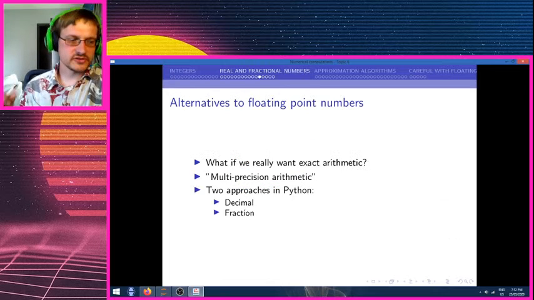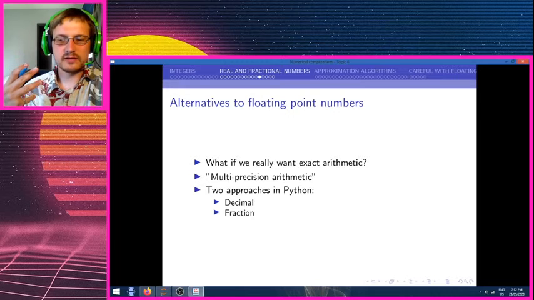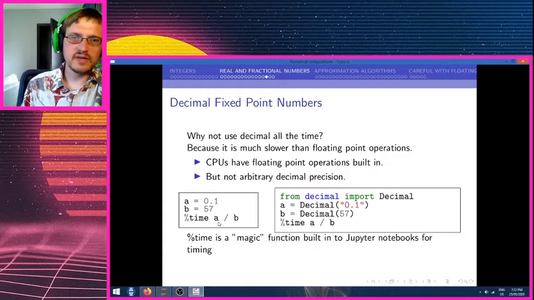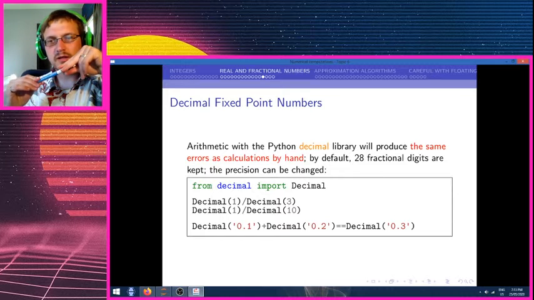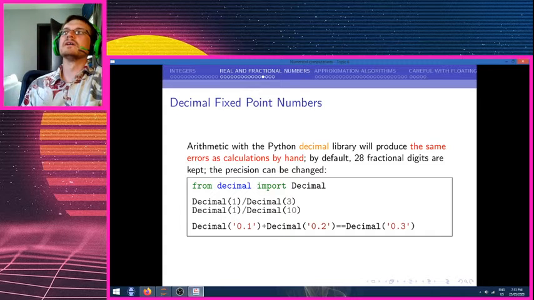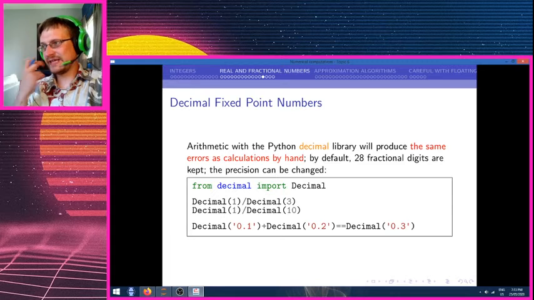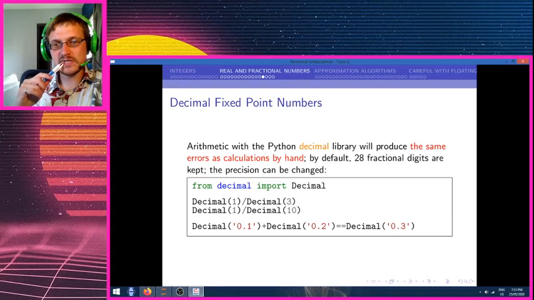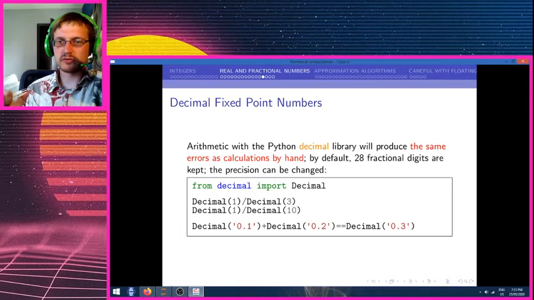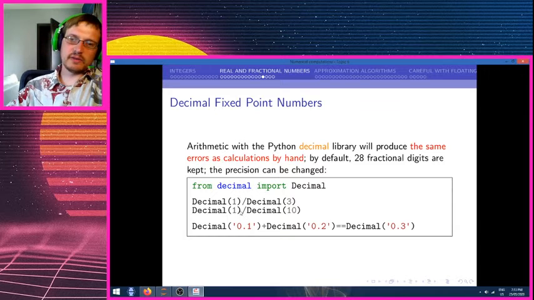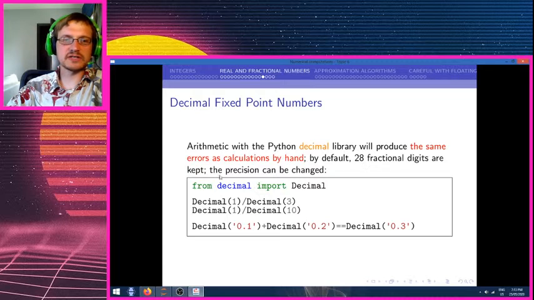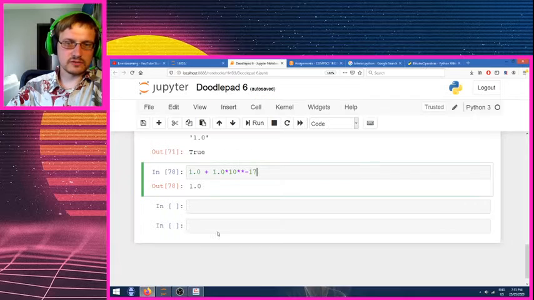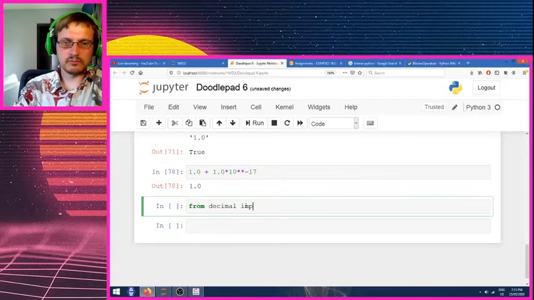But in Python, you have some alternatives. If you want, you've got the decimal library, and you've got the fraction library. So if you wish to, if it really bothers you that your numbers aren't being represented accurately, and it should, what you can do is you can use the decimal library in order to represent numbers, keeping the same type of precision that you would by hand. So 28 fractional digits are kept, and the precision can be changed. So from decimal, import decimal.